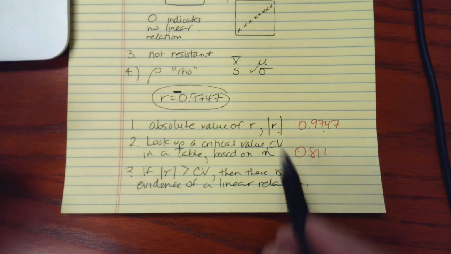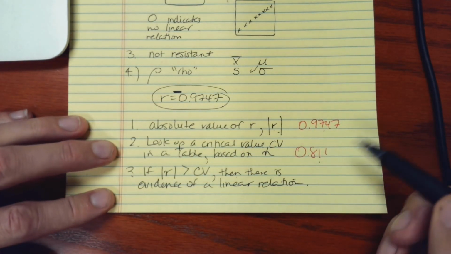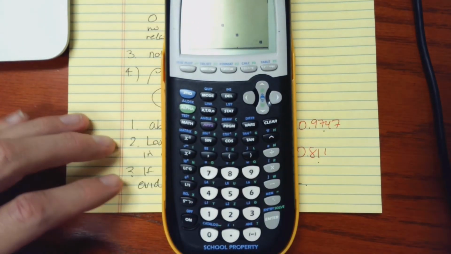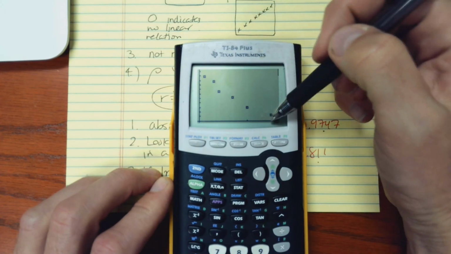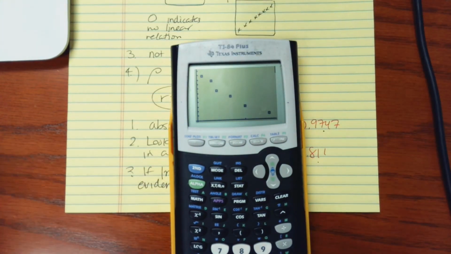Okay, so if we decide there is a linear relation, it would be nice if I had the equation of the line that would best fit or approximate this data. And we'll discuss that in the next video.